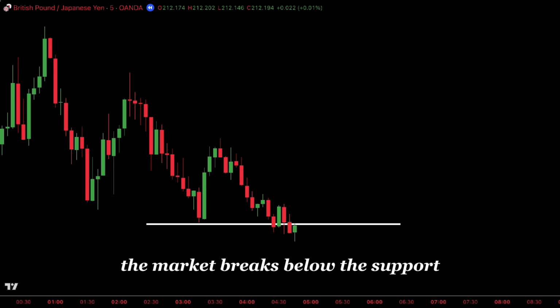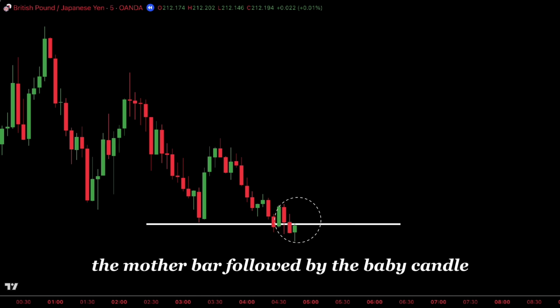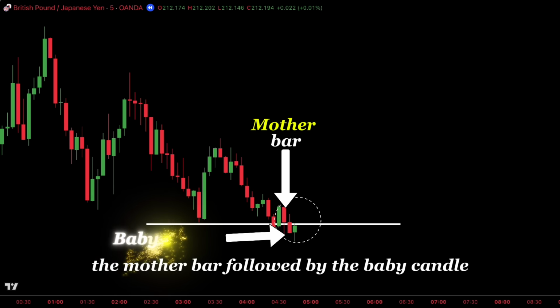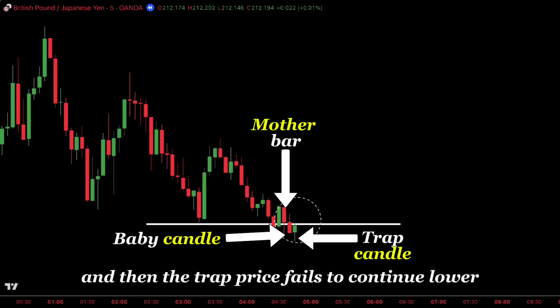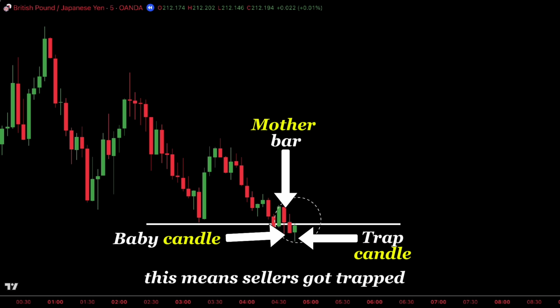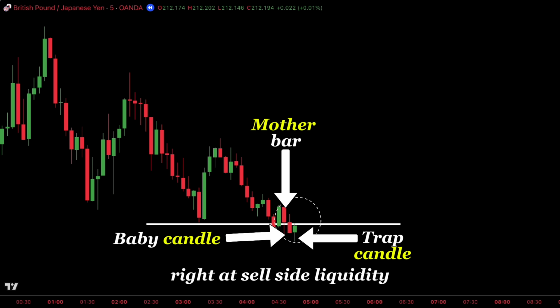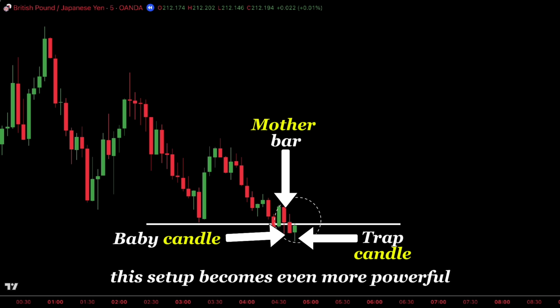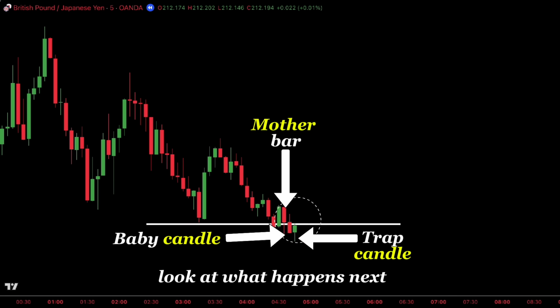The market breaks below the support, making it look like a continuation. Then we get an inside bar pattern, the mother bar, followed by the baby candle, and then the trap. Price fails to continue lower, and forms the smart money trap pattern. This means sellers got trapped, right at sell-side liquidity. And when this happens, this setup becomes even more powerful. Look at what happens next.